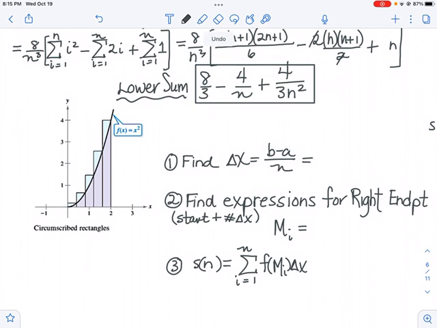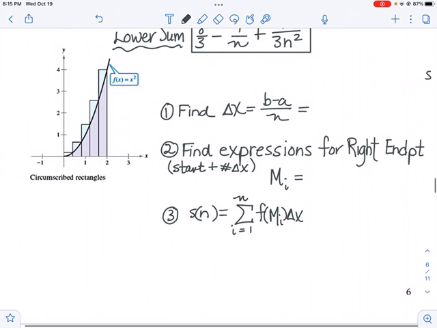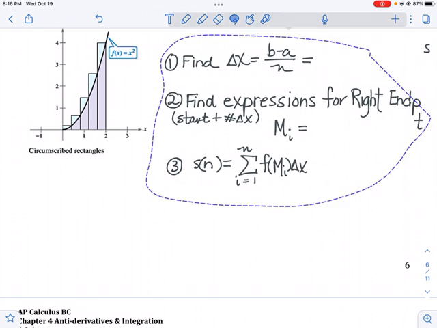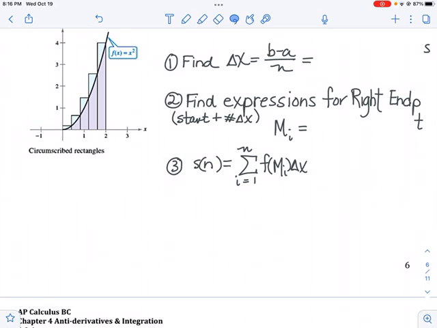Now, to get the upper sum, it's kind of interesting because you'll see a little bit of symmetry ideas here. Okay, now we're going to do the same thing here for the upper sum. We're using the right-hand endpoints, right? So we have the same delta x, right? We still have this 2 minus 0 over n, or we have this 2 over n, okay? Now, we need the m sub i.